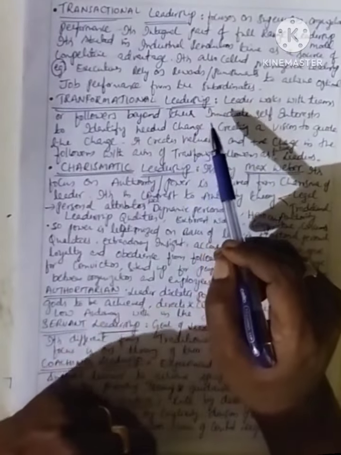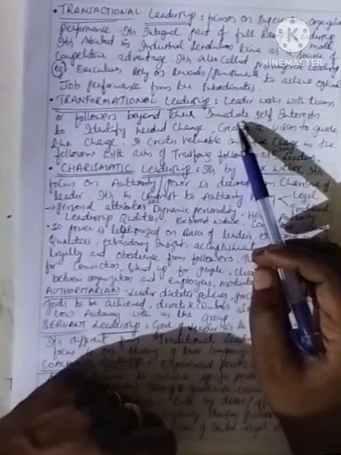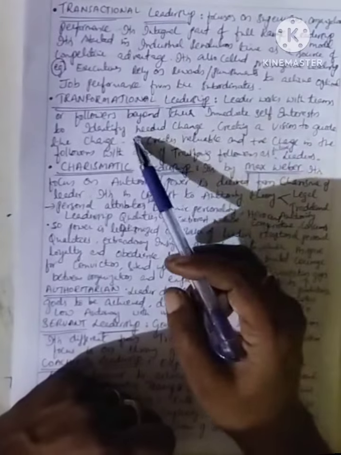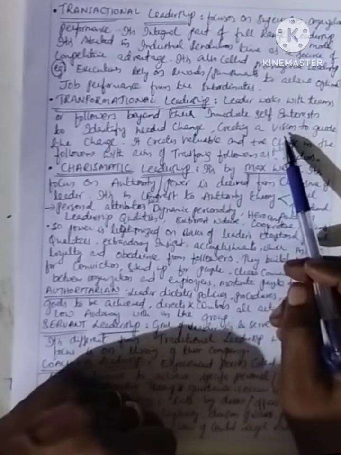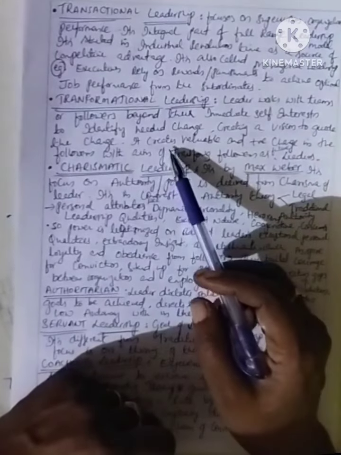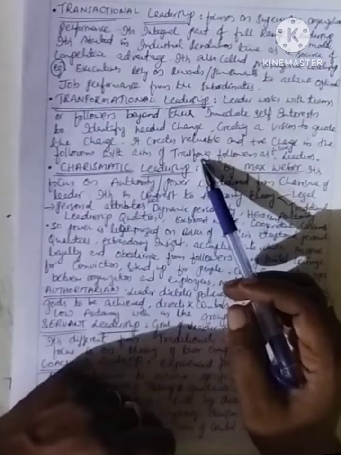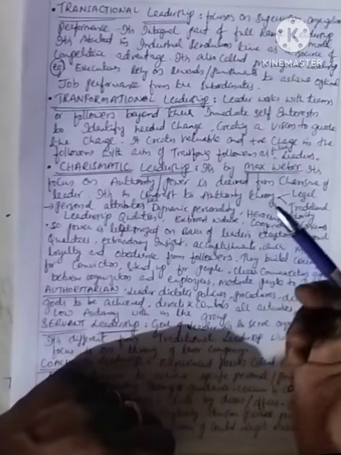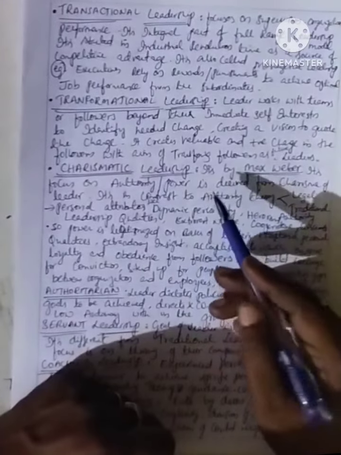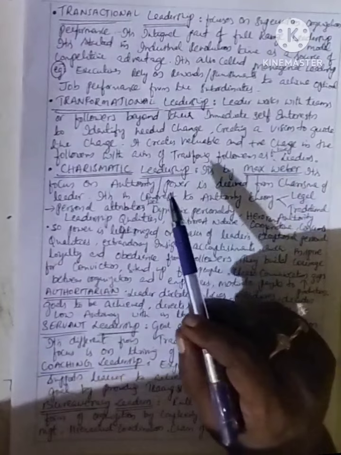Transformational leadership. Leaders work with teams or followers beyond their immediate self-interests to identify the needed change, creating a vision to guide the change, and creating valuable and positive change in the followers with the aim of transforming the followers into future leaders. So, transforming the followers into leaders is a basic aspect of transformational leadership theory.